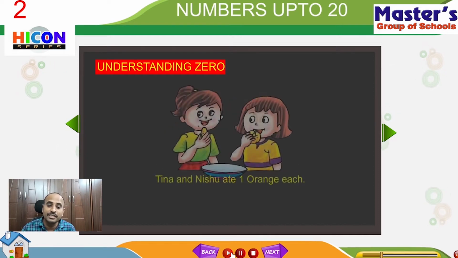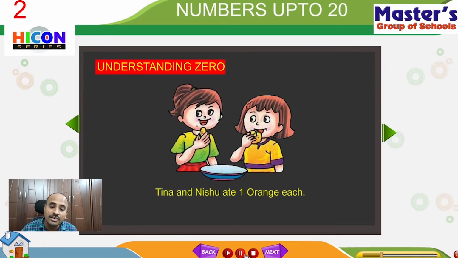Children, look at the picture. There are 2 girls and the names of the 2 girls are Tina and Nishu. The 2 girls, Tina and Nishu, ate 1 orange each. That means the 2 girls ate the 2 oranges. So look at the plate. How many oranges are there in the plate?